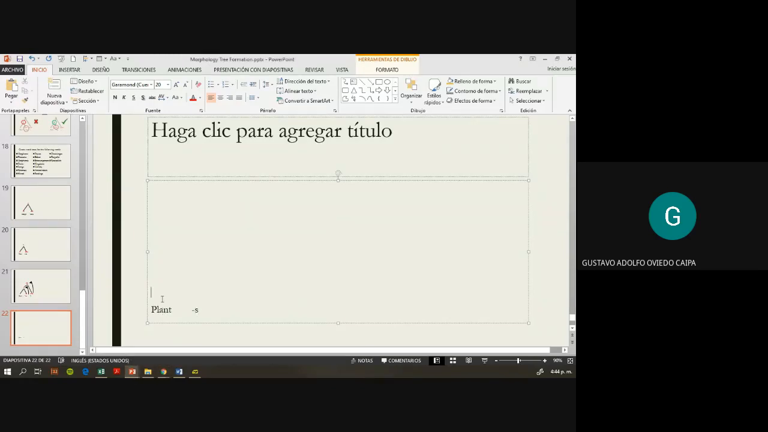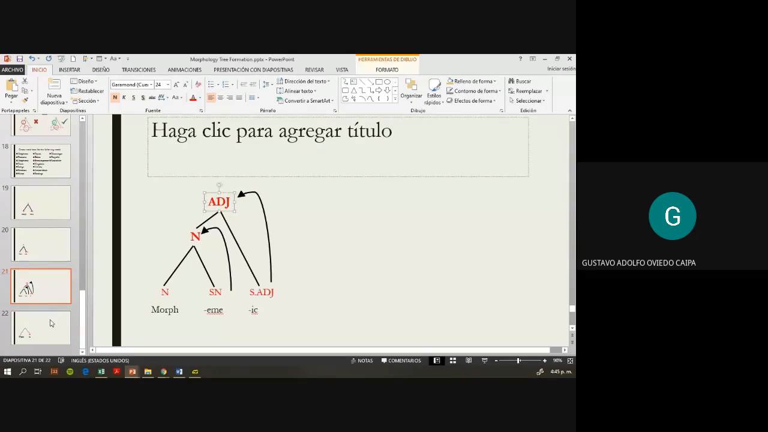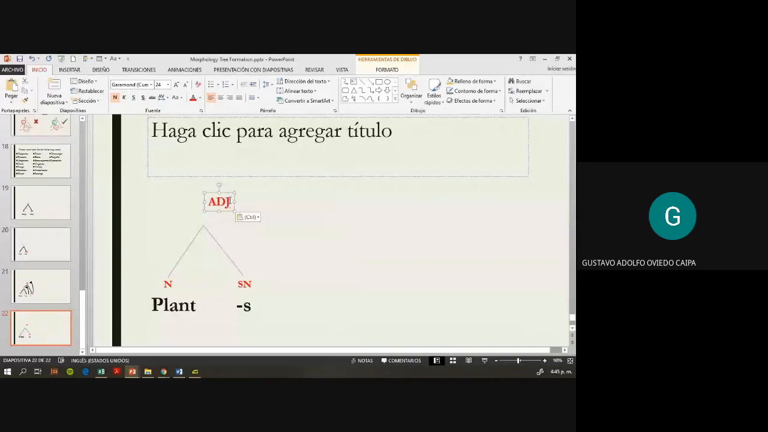Okay, so for this one, I'm going to say that plant is a noun. This is the first option. This is a noun. Then I'm going to say that this is a suffix for nouns, for the plural. And I'm just going to connect this one and this one. I'm going to take this label right here. Should have taken the noun. All right. This one and this one. And I'm going to say that this is a noun, in plural.